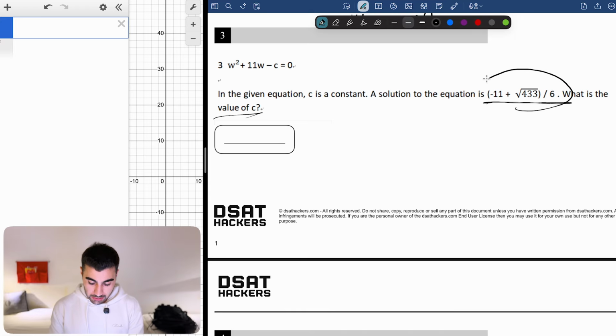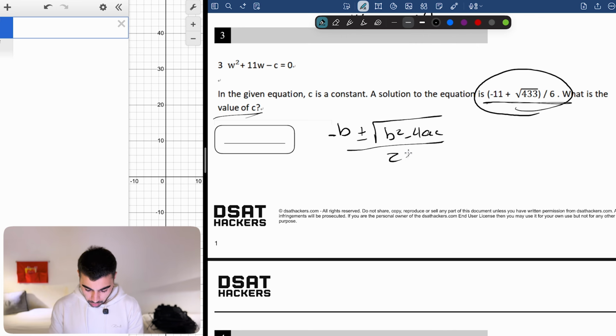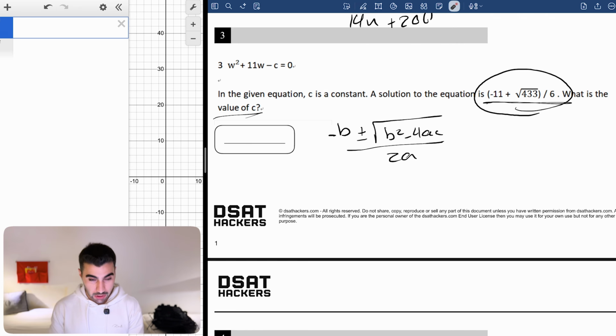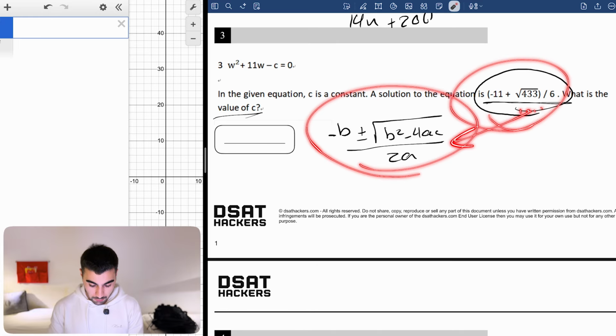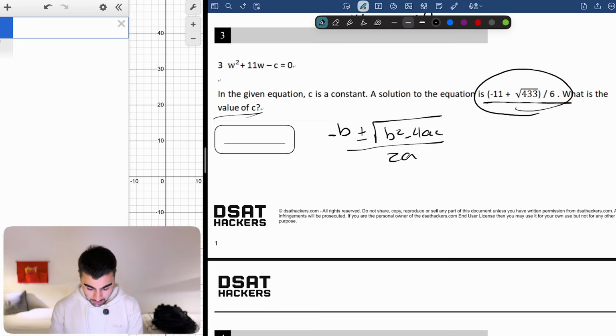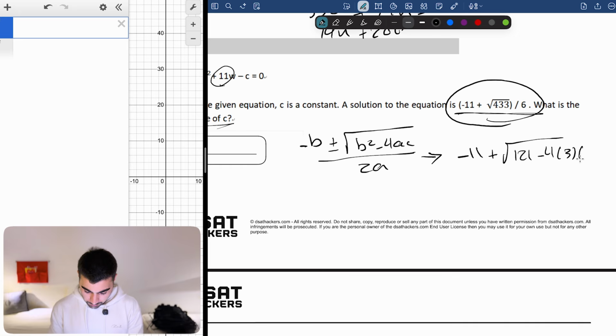Here the solution is in the standard form of the quadratic formula. That is negative b plus or minus the square root of b squared minus 4ac, over 2a. I'm not going to use decimals or anything like that, because the solution is given to us in this form, so we're going to use this form. This is equal to negative b, which is negative 11, plus the square root of b squared, which is 11 squared, 121, minus 4 times a, which is 3, times c.